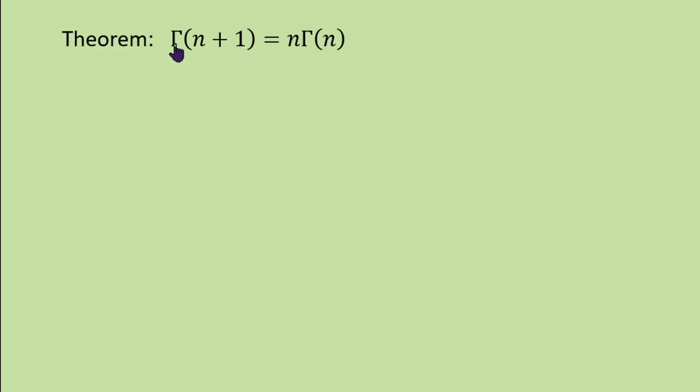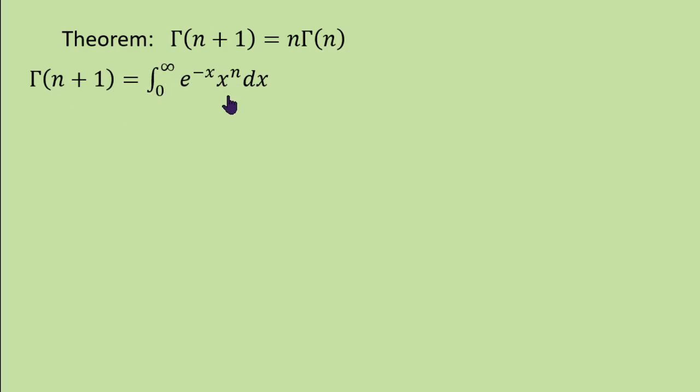Theorem: prove that gamma n plus 1 is n gamma n, and also for positive integer n, prove that gamma n is n minus 1 factorial. Now, the gamma n formula: first formula is integral 0 to infinity e power minus x x power n minus 1 dx. Now n is replaced by n plus 1. So gamma n plus 1 becomes integral 0 to infinity e power minus x x power n plus 1 minus 1, that is n dx.